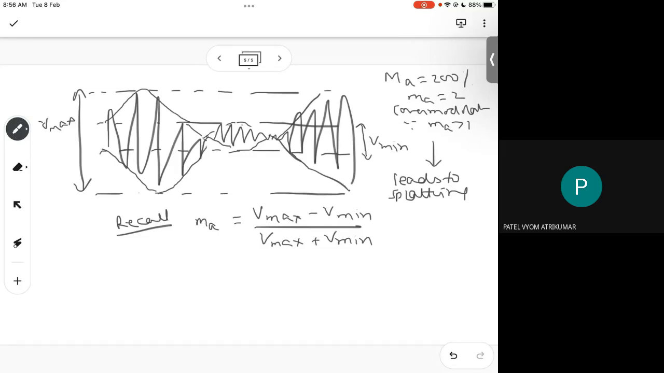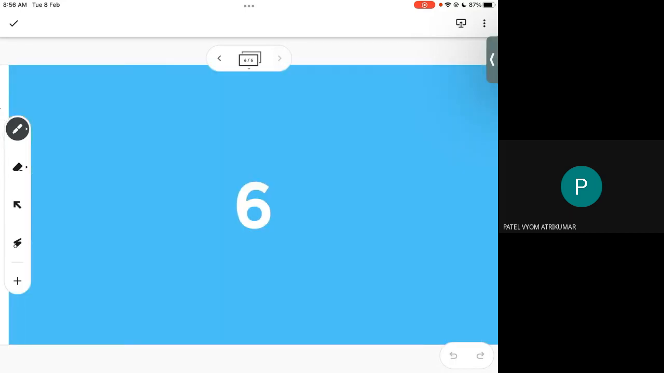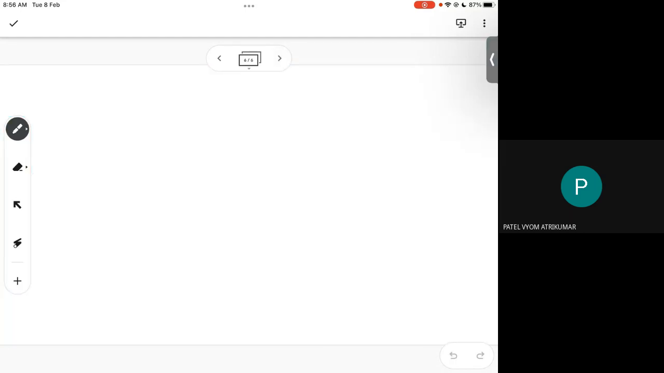So this was about how we go for this one. Now, just to complete the aim part, there is something which we have to discuss also, very important.